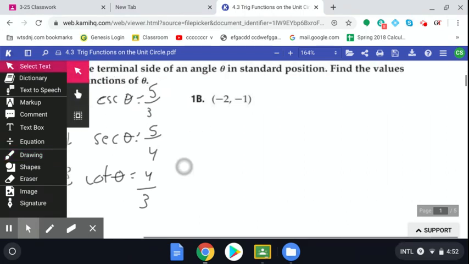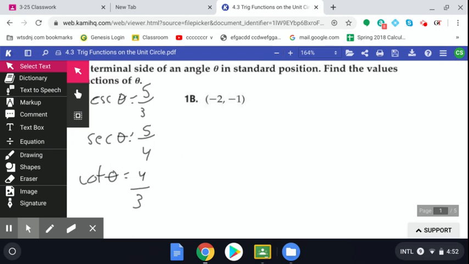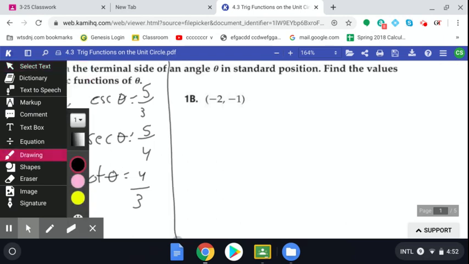Okay. Then 1b, that is the point that was given to me. I am going to just sketch that point. And that point would be -2, 1, 2 to the left, and 1 down. So there we are. So once again, we're talking about that angle with the x-axis.